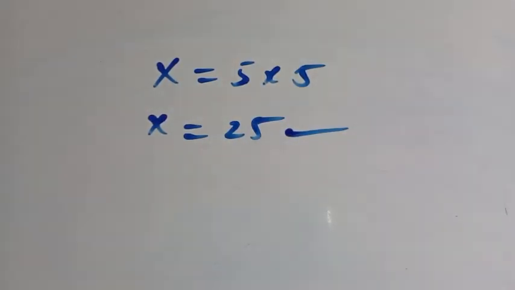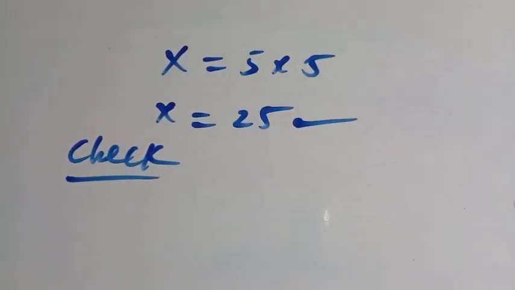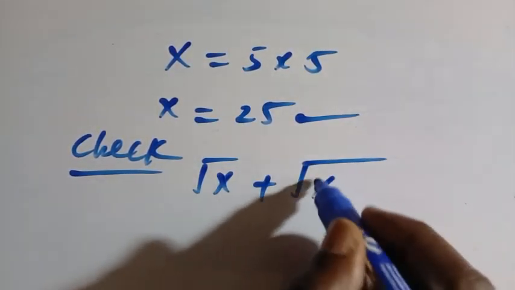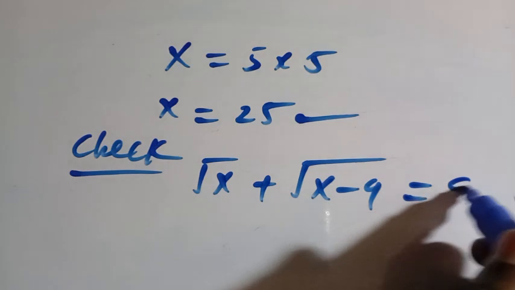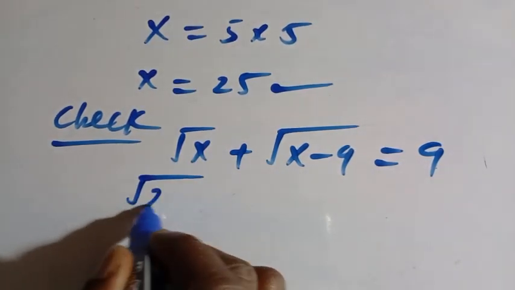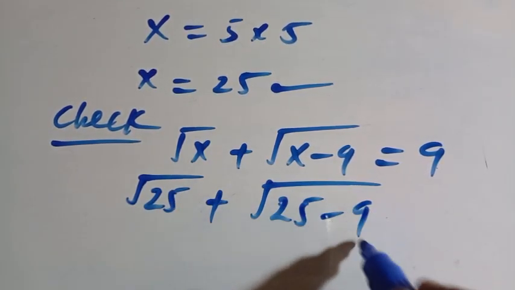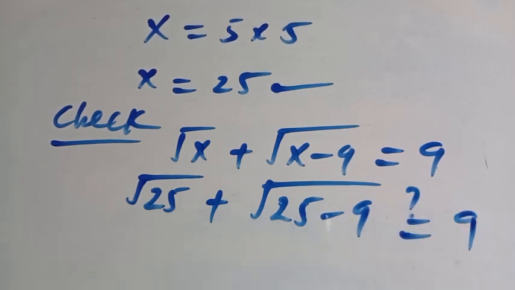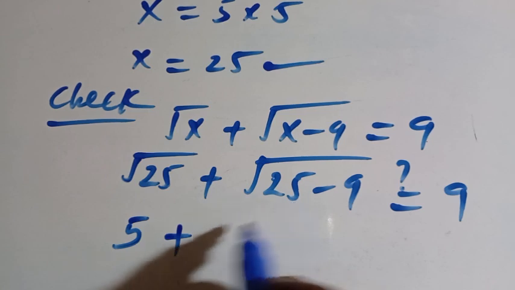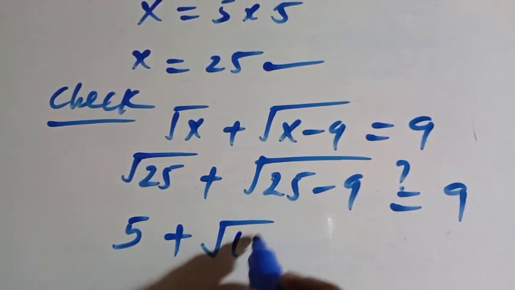So 25 is the answer to this, as we are going to check. To check if this answer is correct, we have square root of x plus square root of x minus 9 equals 9. By substituting the value of x, we have square root of 25 plus square root of 25 minus 9. We want to check if this equals 9. Into here, square root of 25 is 5, plus square root of 25 minus 9, that gives us 16.